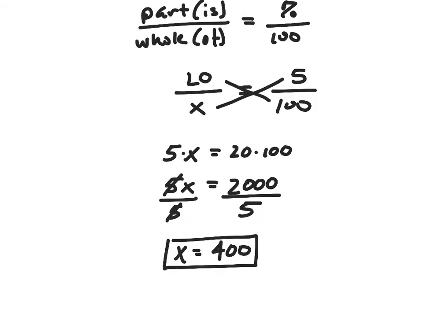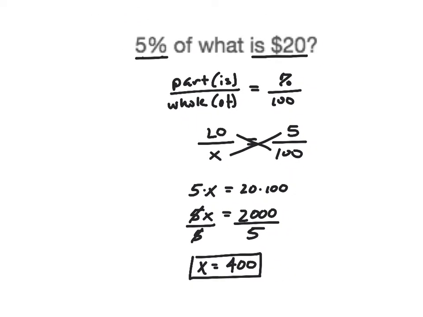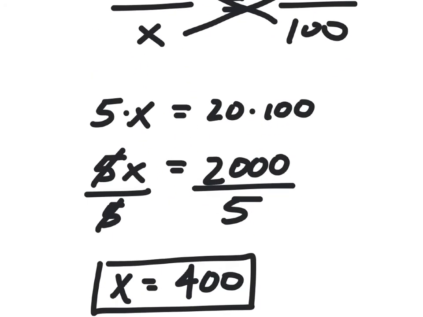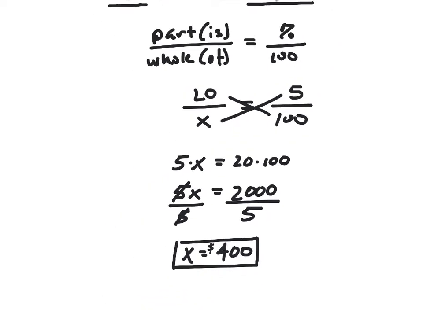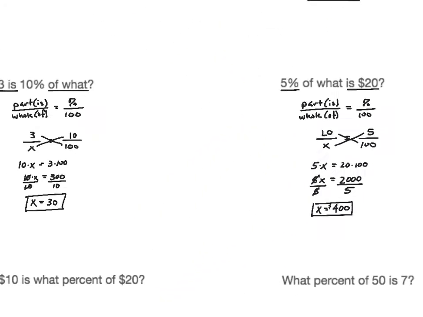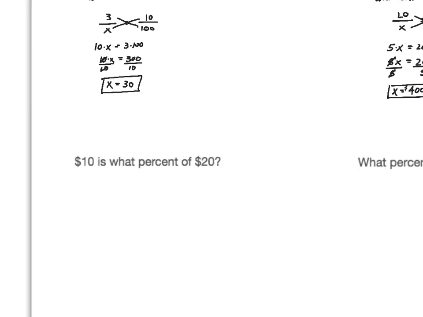Because we're doing 5% of what is $20, that other amount needs to be in dollars as well. Try and catch that. If you don't catch it, that's okay, but try and catch it if you can.